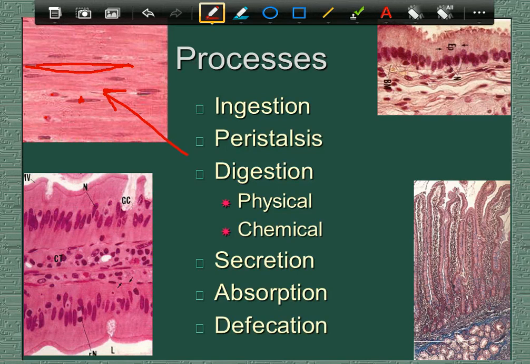Along the way, we're going to digest the food. Obviously, we're going to break it down. We do it by two means. One is physical, with mouth and teeth and stomach compression and all that. But the more important way is through chemical digestion with enzymatic breakdown.